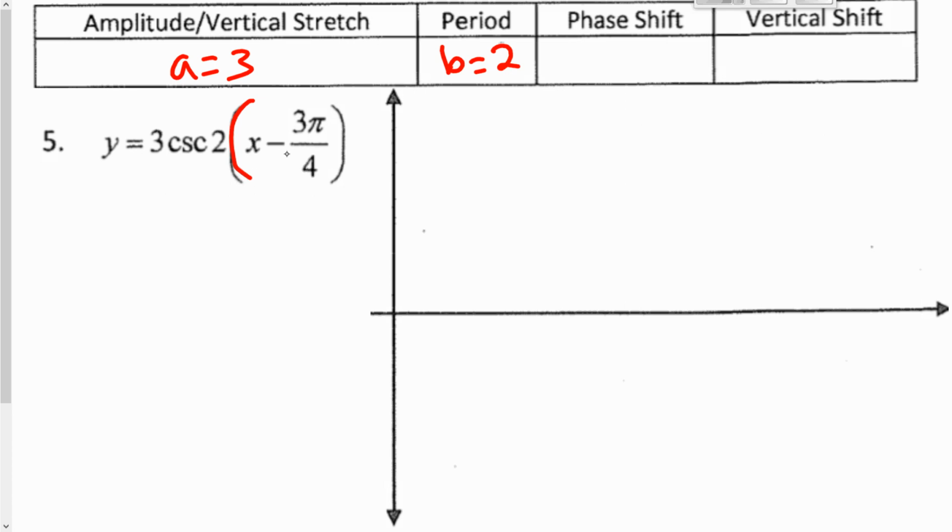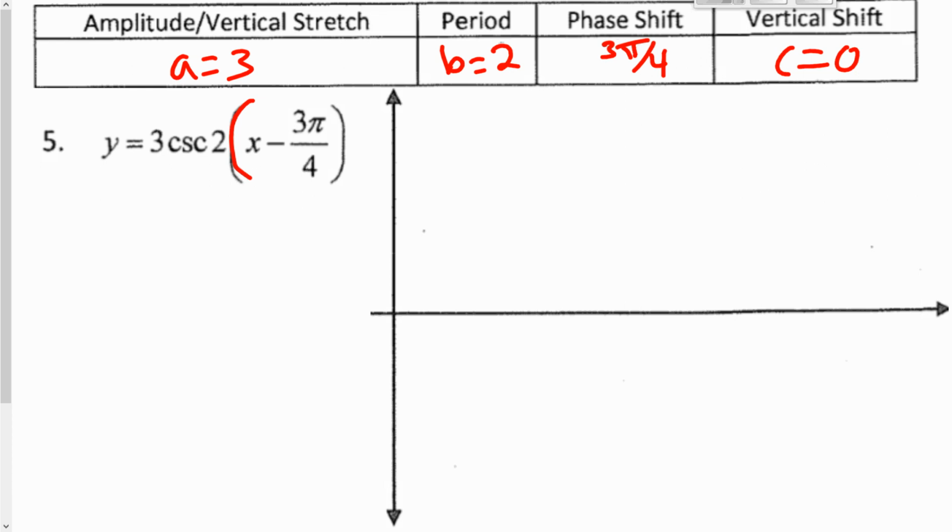And then our phase shift is what's being added to or subtracted from x before you multiply by your b, right? So that's why, and it's always the opposite, so it's actually positive 3 pi over 4. And then our vertical shift is nothing yet, still 0.